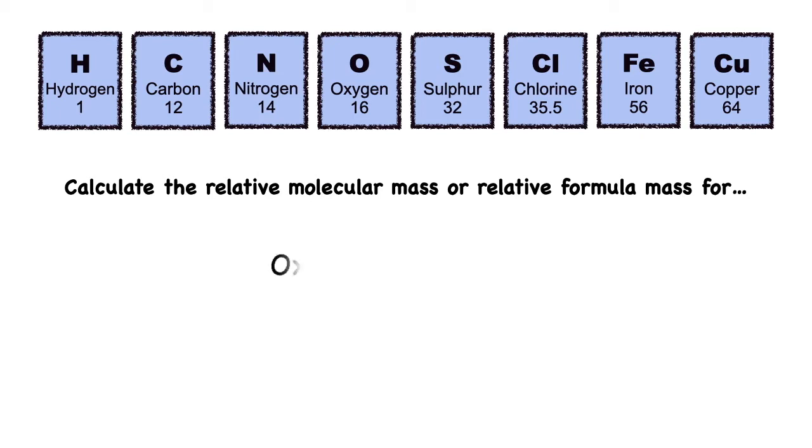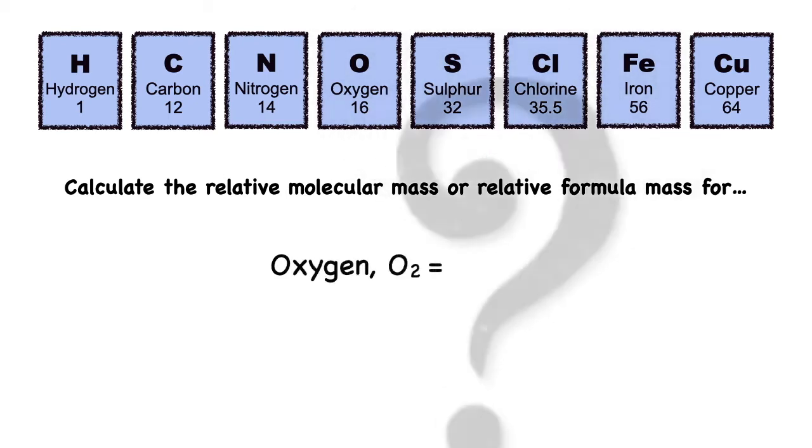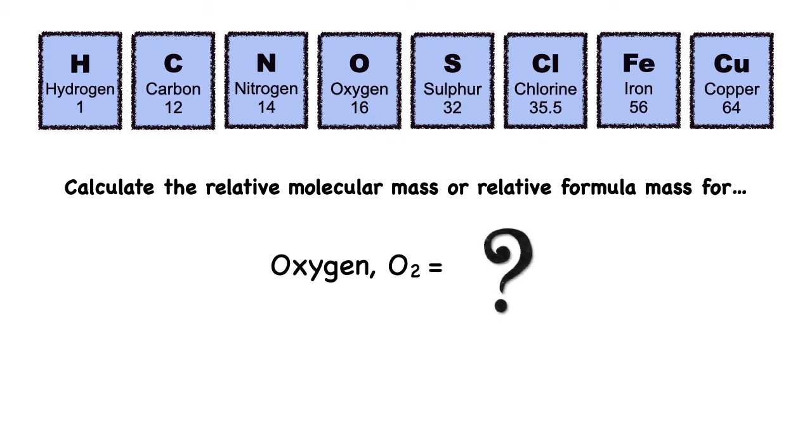Okay, next is oxygen, O2. What is the relative molecular mass for oxygen? The relative atomic mass of oxygen is 16. Find the RMM for oxygen. 2 times 16 equals 32.